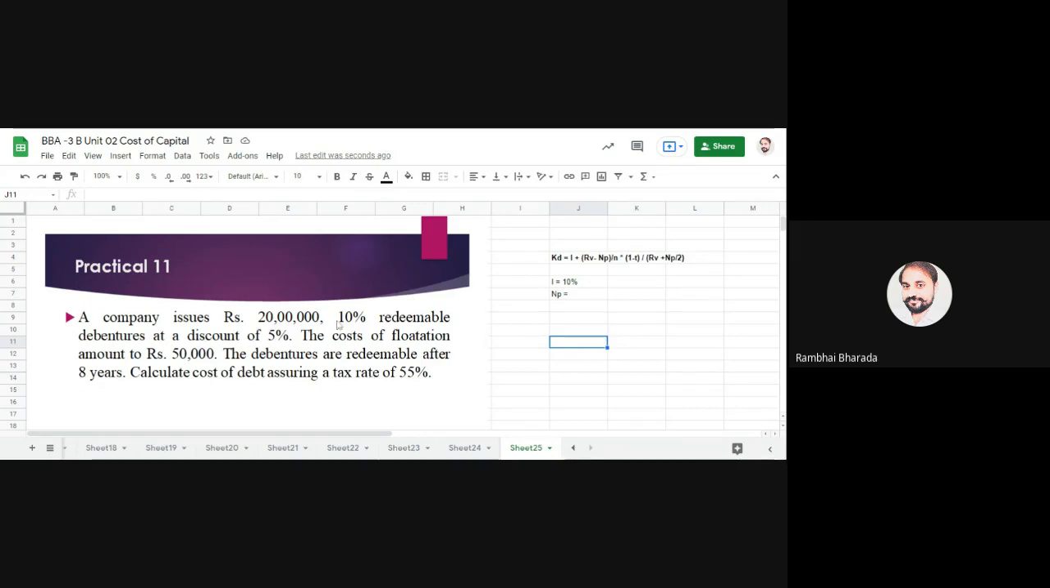See here, how many percentage is given to you? How many percentage of debentures? 10% redeemable debentures. So this 10% represents the interest rate. So I is equal to 10%. Or I can write like this, 10% or 0.10, both are right. Now moving ahead. Issued at a discount of 5%. And you know that NP is equal to face value minus discount minus issue expenses. So here face value is how many?